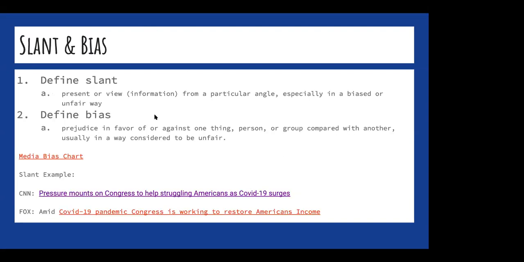So then there's this other element of slant and bias. When you think about slant, I want you to think about it like italics, right? If something is italicized, it leans in one direction, and that's what slant is. So you give information, but a lot of the information you give is at a particular angle, which makes it biased or unfair. Whereas bias is a straight up prejudice towards something.